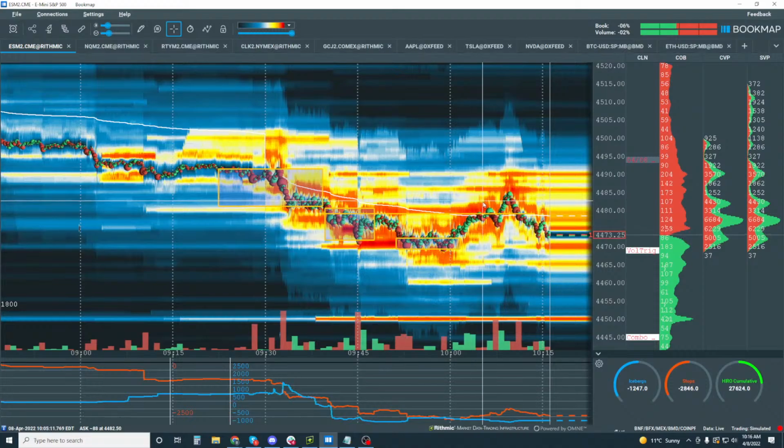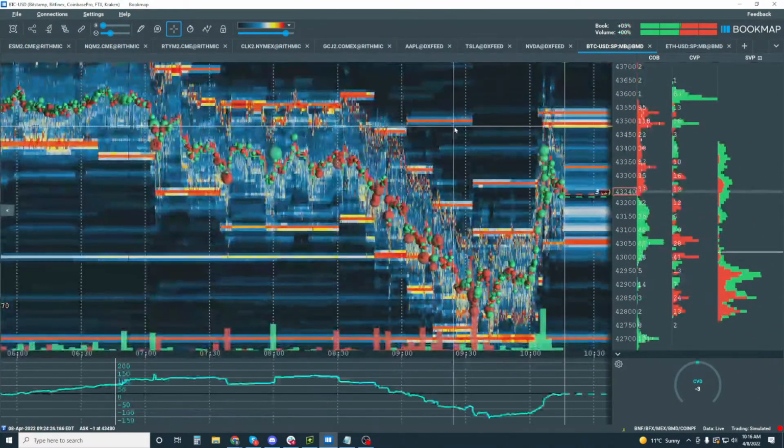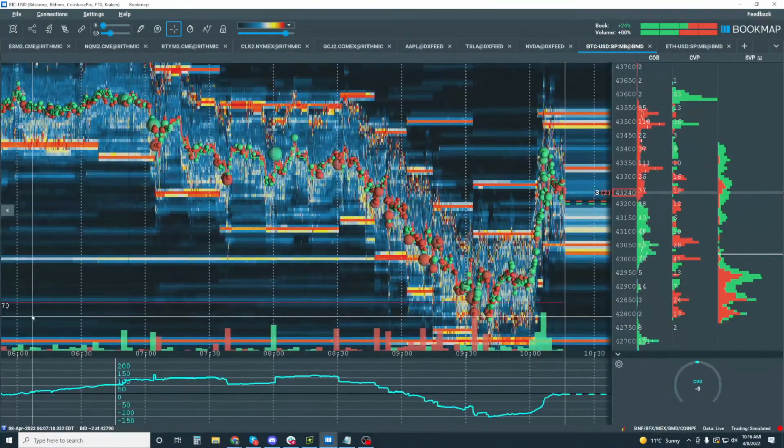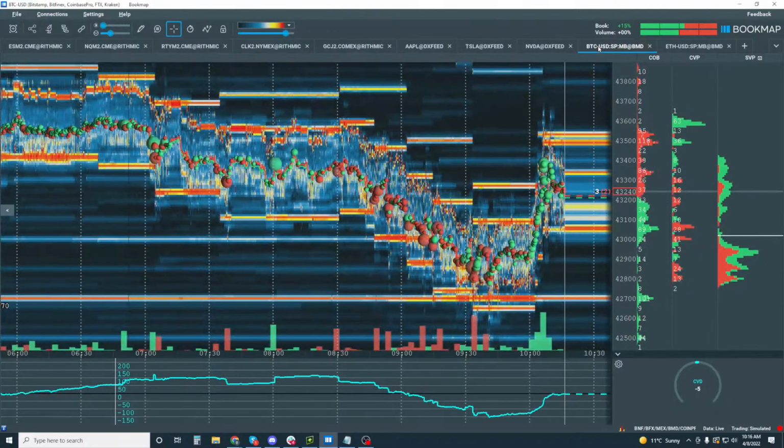All right, you want to look at Bitcoin? Sure. We can take a quick look at Bitcoin and see what's going on. I don't have a whole lot of data from 6 a.m. here. The product I'm looking at here is 5 different exchanges within Bookmap. This is our multi-book data.